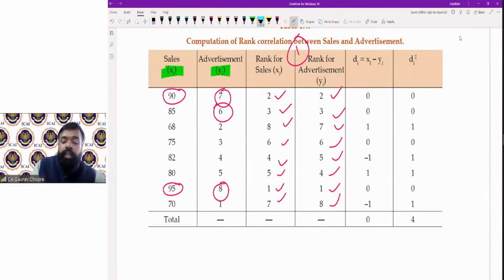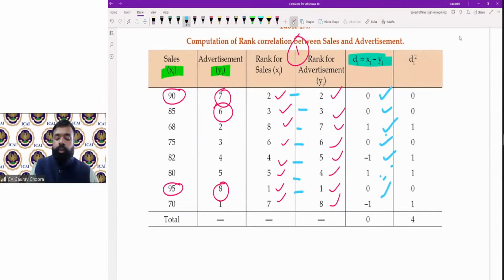Second step is to find out the difference. What do you have to calculate? The difference, the difference of ranks. So 2 - 2 is 0, 3 - 3 is 0, 8 - 7 is 1, 6 - 6 is 0, 4 - 5 is -1, 5 - 4 is 1, then 0 and then -1. Then next is the total of D. Now the total is 0.